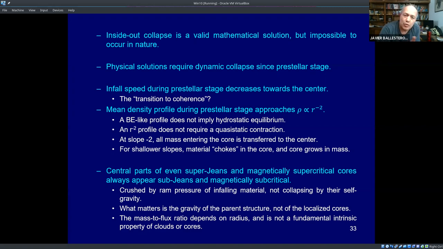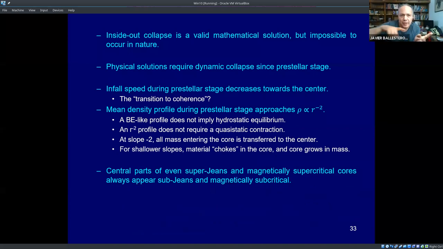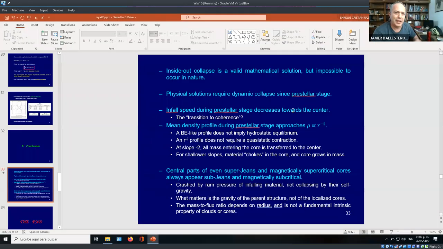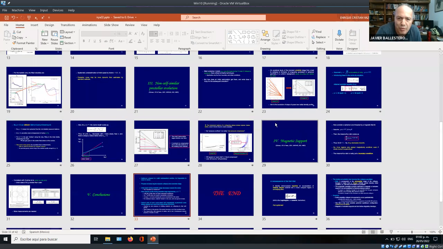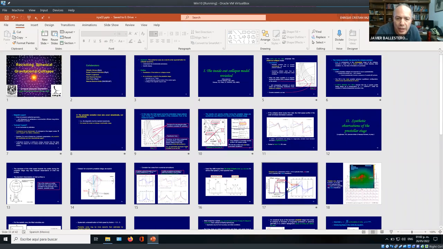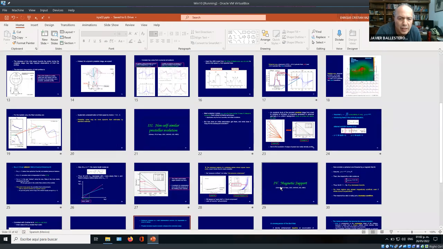The other point is regarding your line profiles. Can you go to the slide where you have the velocity profile? I believe that you commented something like the inferred velocity is subsonic because it comes from the densest part. Isn't it?